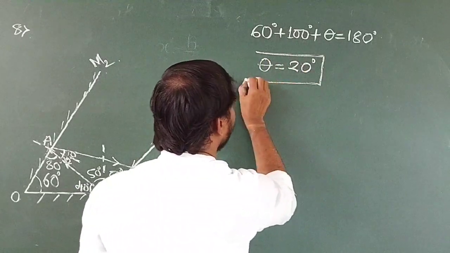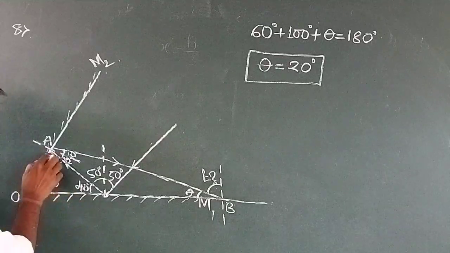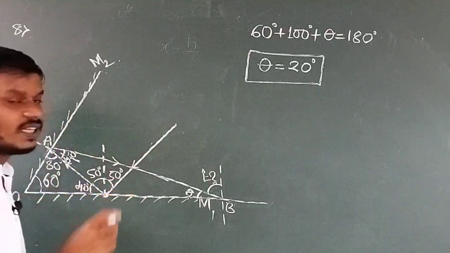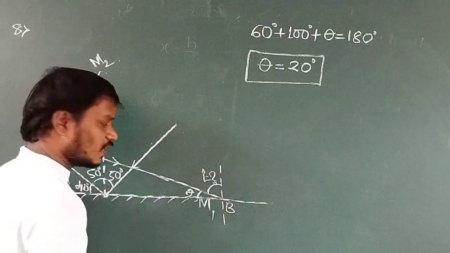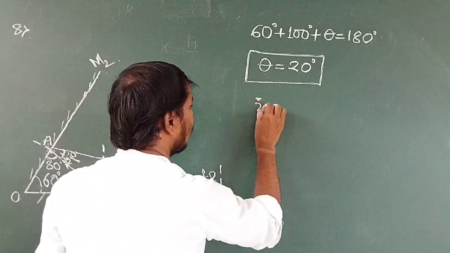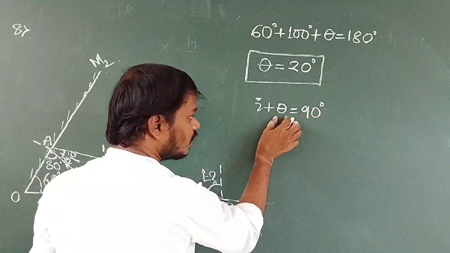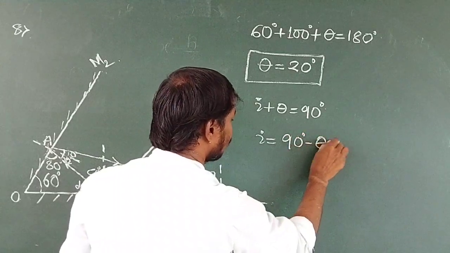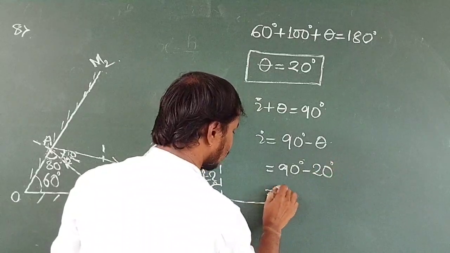Then this is theta, theta is 20, but we need I. So with what angle does the reflected ray meet the first mirror after the reflection by the second mirror? That we have to find. So here theta plus I is 90, because the angle between the normal and the reflecting surface is how much? 90. I plus theta is equal to 90 degree. Then we know the theta value. Then I is equal to 90 minus theta. Then 90 minus 20. That is how much? 70 degree.